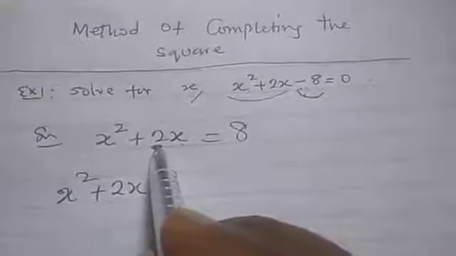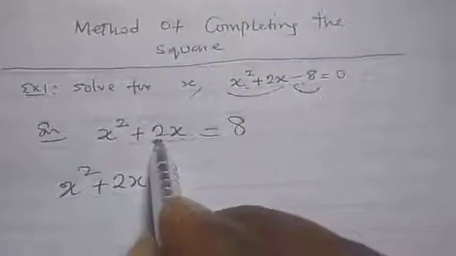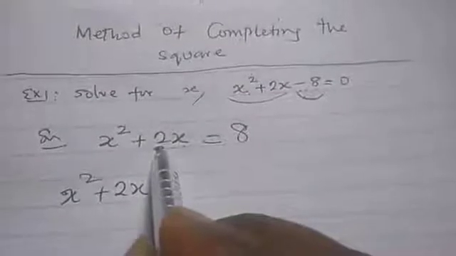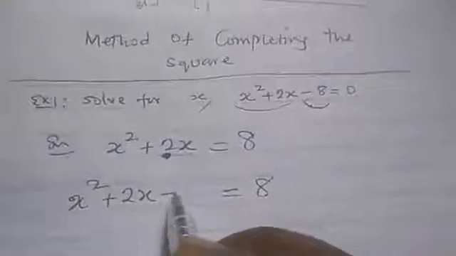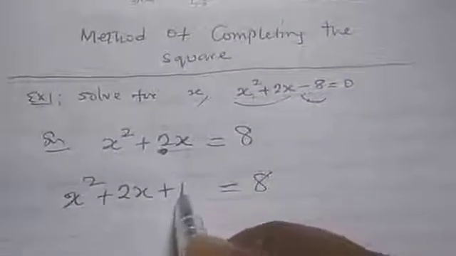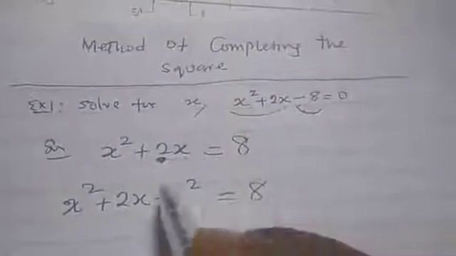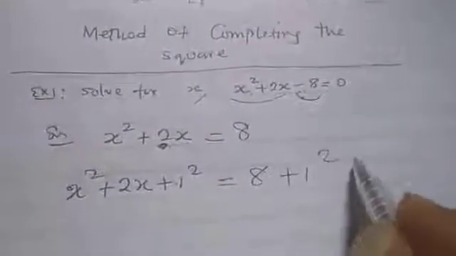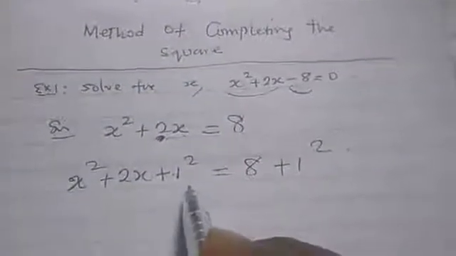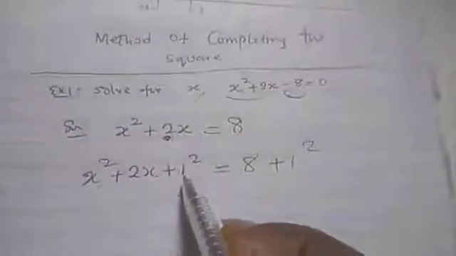You look for half of this coefficient of x. The coefficient of x here is 2, and half of 2 is 1. So what you do is, let me put our 8 here. You add 1 square to it. As you have added 1 square to this side, you must add 1 square to this side too, to make it a complete equation, because 1 square was not there before.